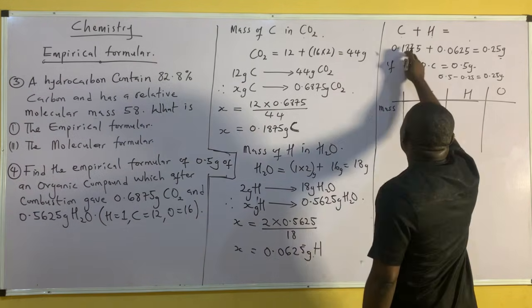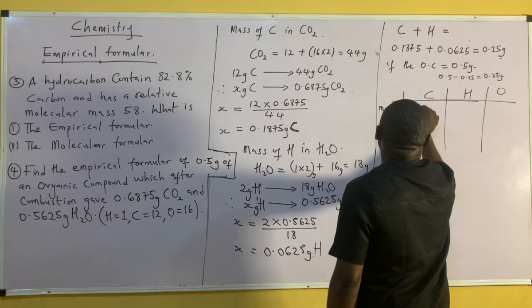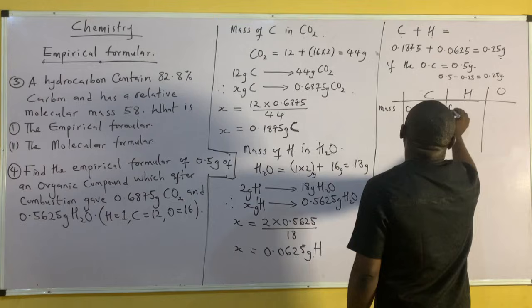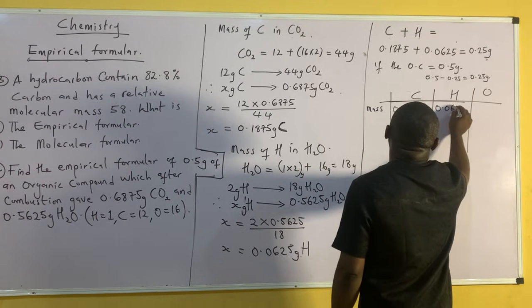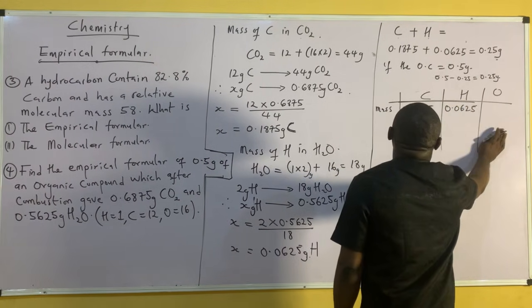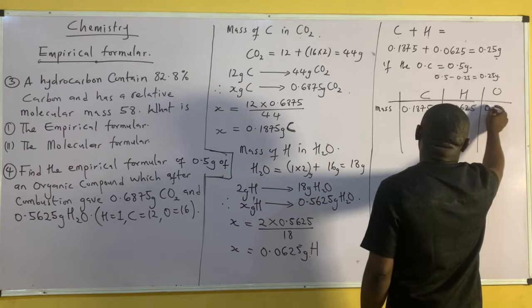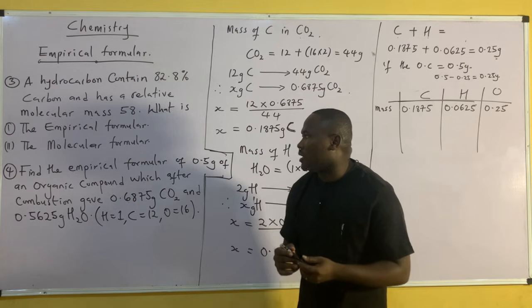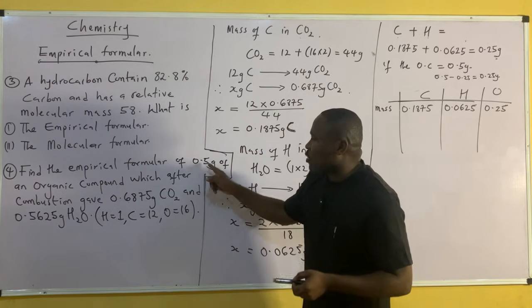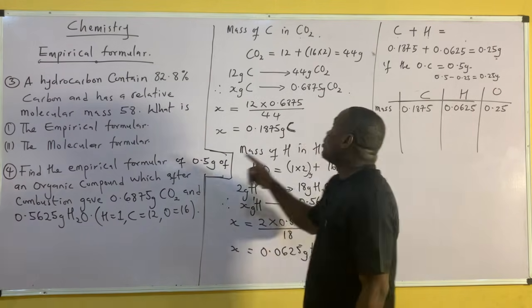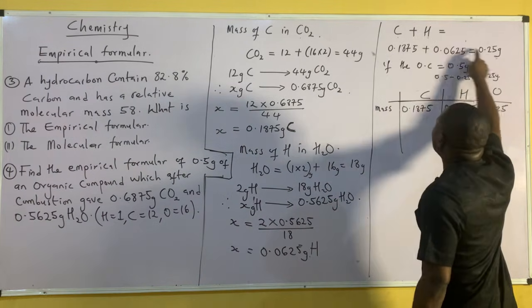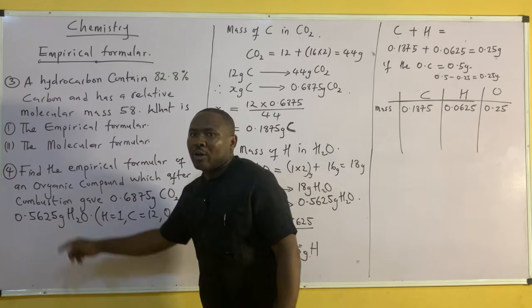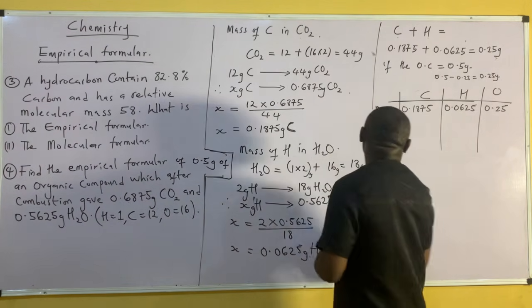What are the masses of these elements? Mass of carbon is 0.1875. Mass of hydrogen is 0.0625. What about the mass of oxygen? It's 0.25. Now, how did I know that there's an extra element in the organic compound? It is because the total mass was not equal to that of carbon and hydrogen. Hence, being an organic compound, there is oxygen in it.